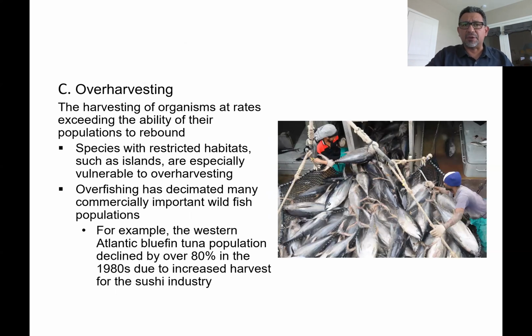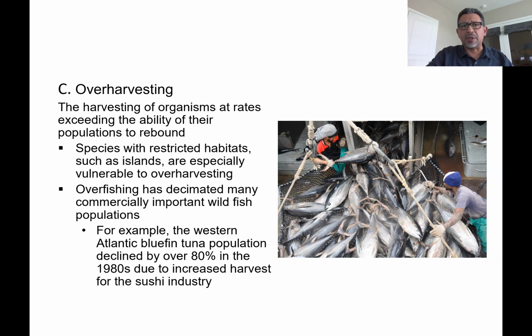Another problem we have, another threat we have to the biodiversity is going to be overharvesting. And overharvesting means that you are extracting species from the environment at a rate that doesn't allow those organisms to rebound, to recover. Overharvesting can be done with plants, with trees. Overharvesting can be done to animals.